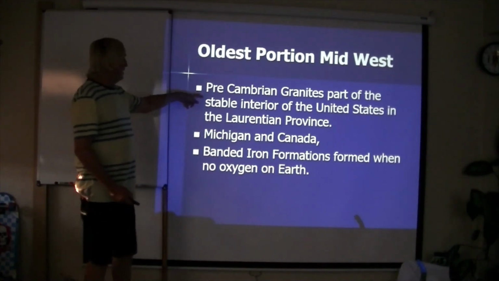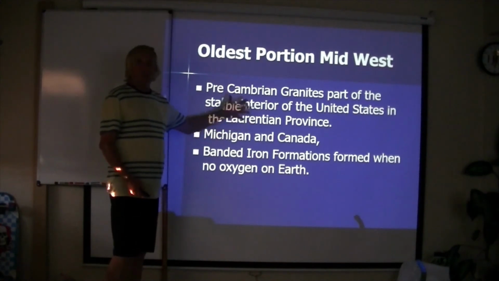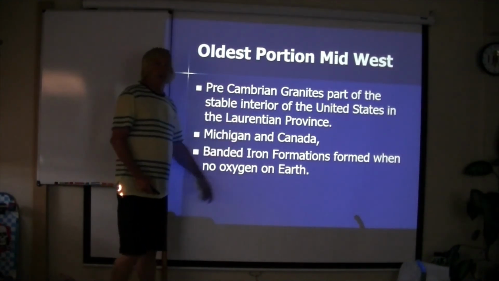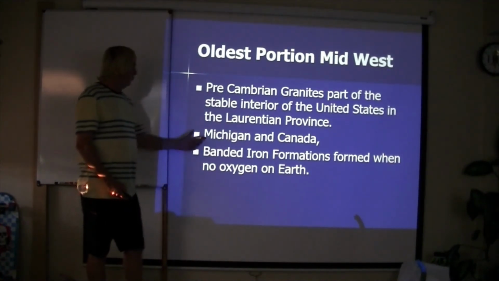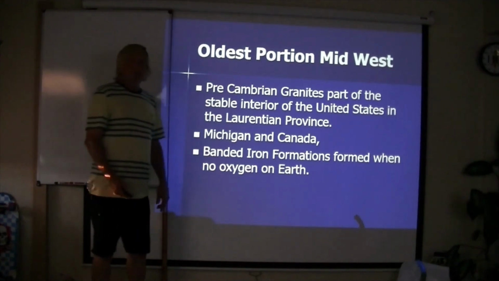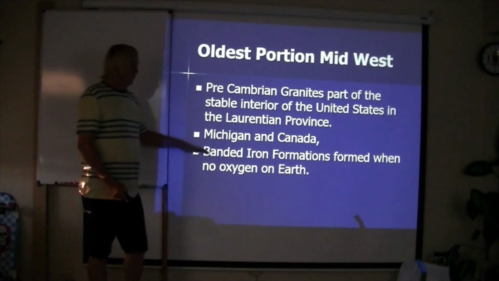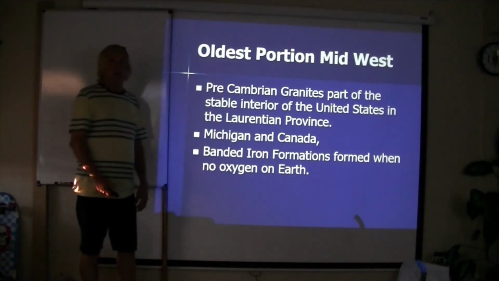So the Precambrian granites are part of the stable interior United States, which we call the Laurentian province, the Laurentian uplift. Another thing that you find in this region too is a formation called banded iron formations. And banded iron formations were formed at a time when the Earth had very low atmospheric oxygen, unlike today. During Precambrian times, there was insufficient oxygen to support life.